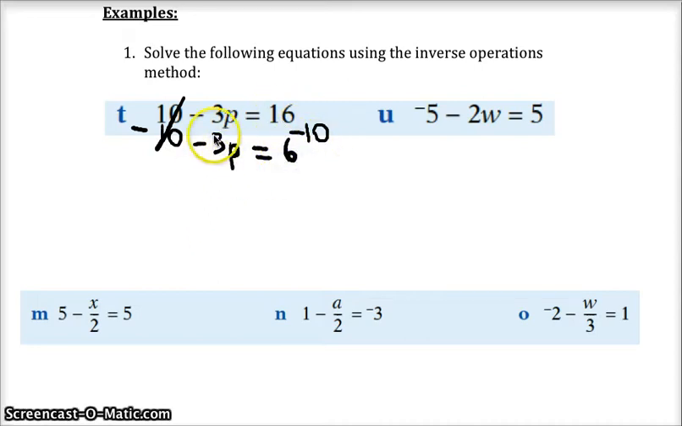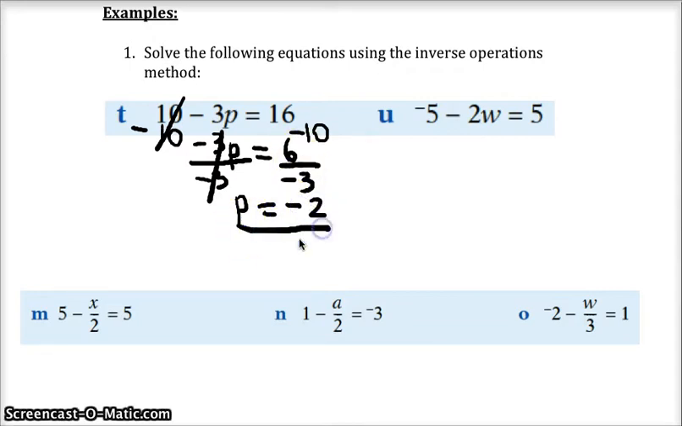Now if I want to get p by itself, what's happening to the p? It's being multiplied by minus 3. The opposite of times is divide, so I'm going to divide by minus 3. Minus 3 divided by itself is 1, so I'm left with p. Well, 6 divided by minus 3 is minus 2, so p equals minus 2, and that's my answer, okay?